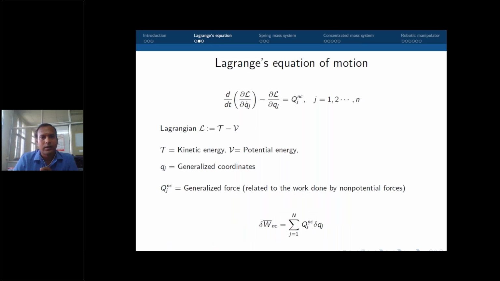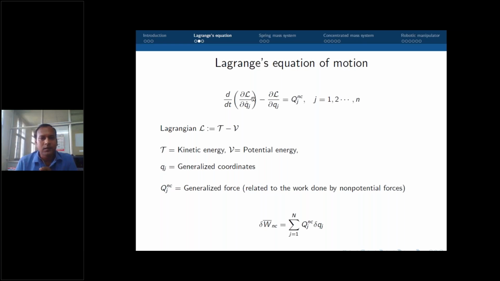So now I will discuss this Lagrange equation. Here on the screen you can see one equation: the time derivative of del L del q_j dot, minus del L del q_j, equals capital Q_j NC, where j goes from 1 to n.